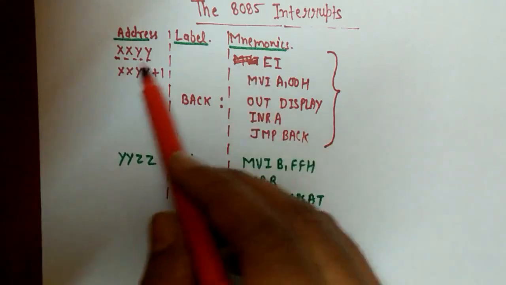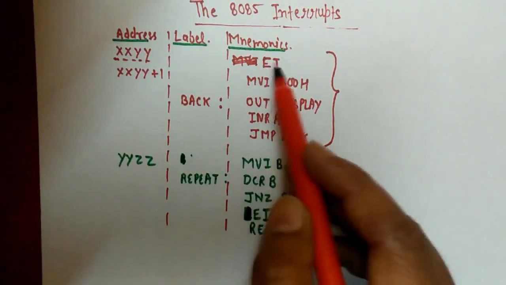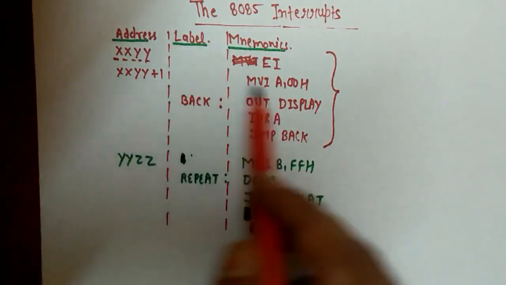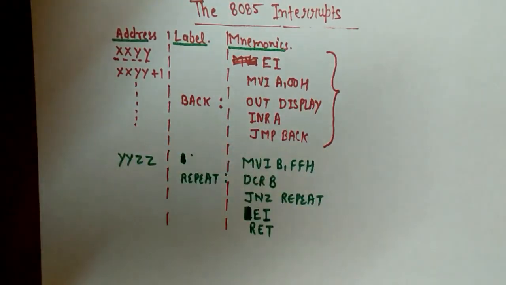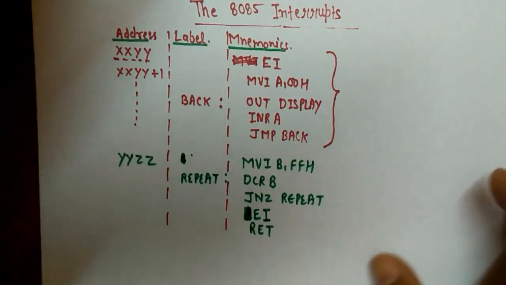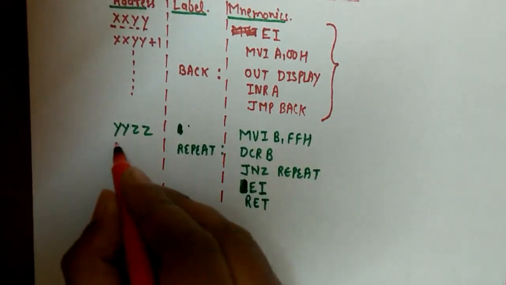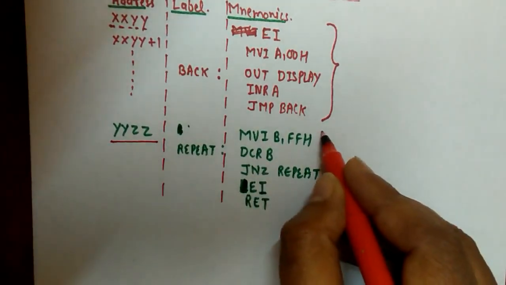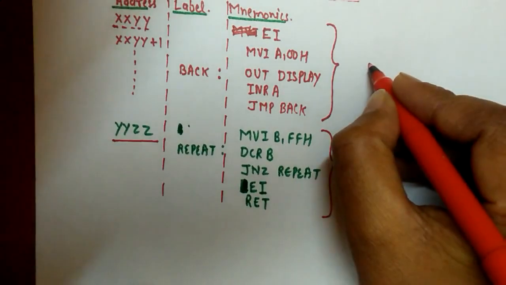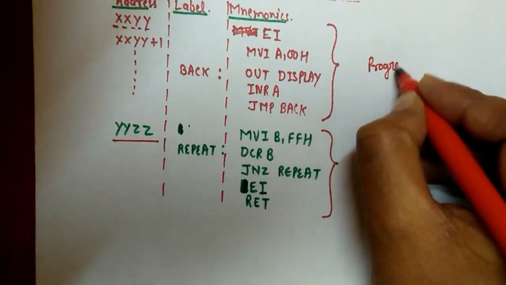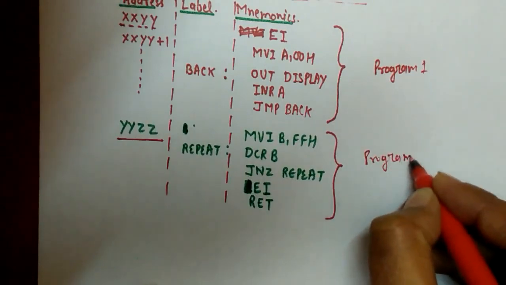First is XXYY, it is any random address, and at that address I have written instruction EI. Then at the next address I have written this instruction, and then onwards the address is increasing. And at some other address, that is YYZZ, I have written a different set of instructions. That means there are two programs. You may say this is program 1 and this is program 2.